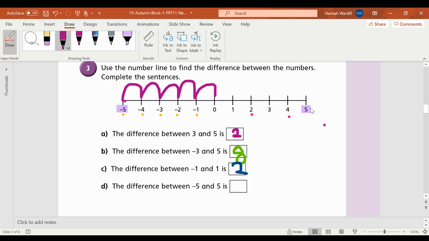And then you can see how many you need to get from 5 to 0. So you would do 5, subtract 5, takes you to 0. So we'll just double check 5, 4, 3, 2, 1, 0. 1, 2, 3, 4, 5. So then we've got 5 and 5 make 10. So the difference between -5 and 5 is 10.